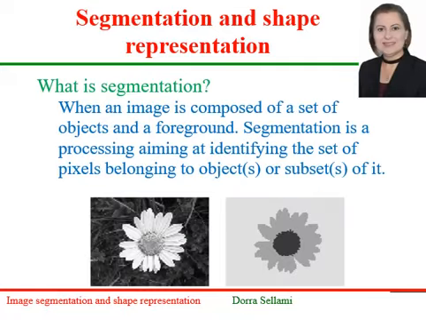What is segmentation? When an image is composed of a set of objects and a foreground, segmentation is a processing aiming at identifying the set of pixels belonging to objects or subsets of it. Here is an example of a flower segmentation. As can be seen, two subsets of the flower are segmented.